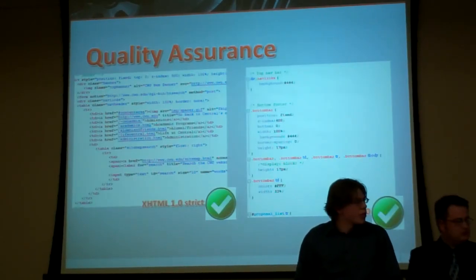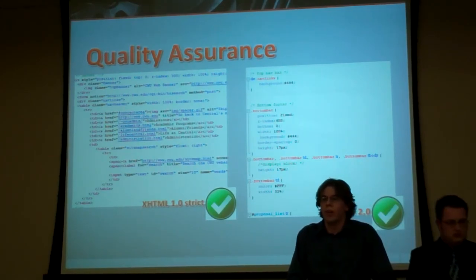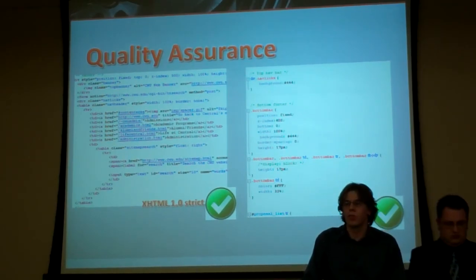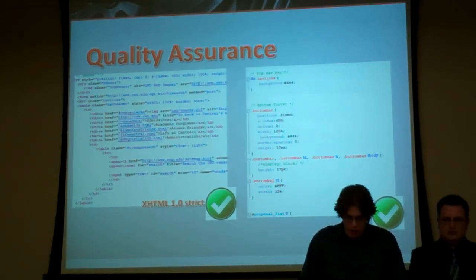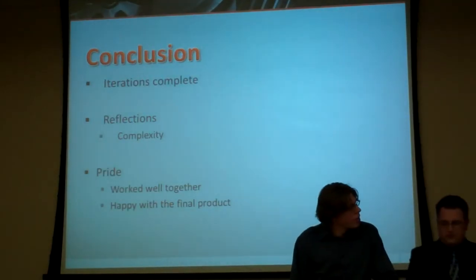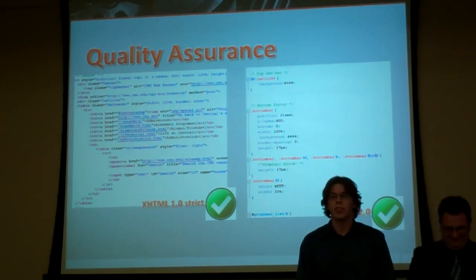Also for quality assurance, we went ahead and used the W3C web validator to validate our HTML code to XHTML 1.0 strict, and also validate our CSS to CSS 2.0, and our JavaScript with JLint. And now that I have finished this portion, I will hand it back to Nate to conclude us.